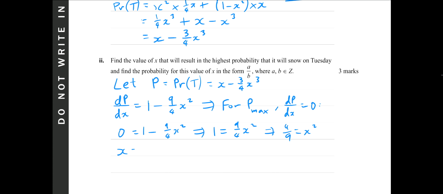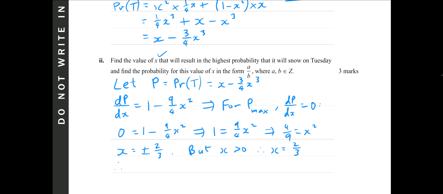So evaluating that, we will get x equals plus or minus 2/3. But x is a probability, so it needs to be greater than 0, and therefore x equals 2/3. So the value of x is 2/3. So we have found the value of x that will result in the highest probability. And now find the probability for this value of x in the form a over b.